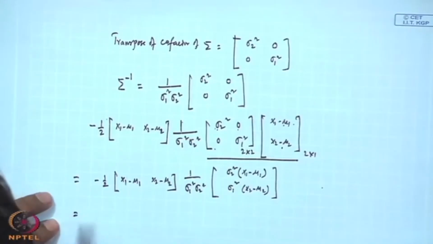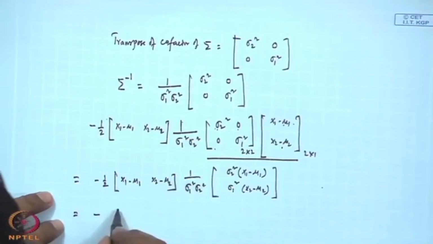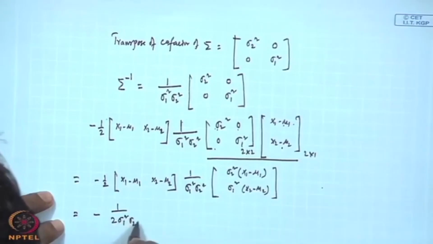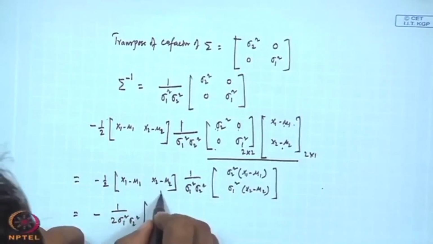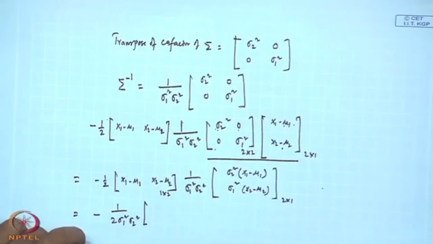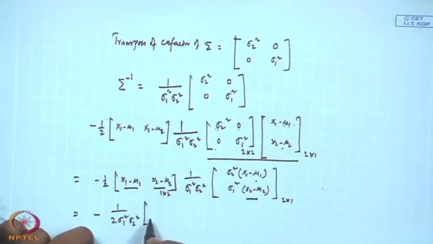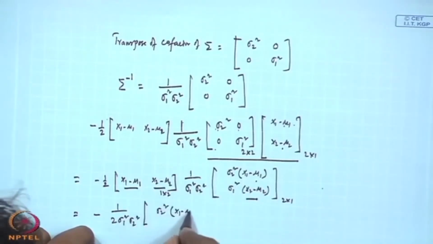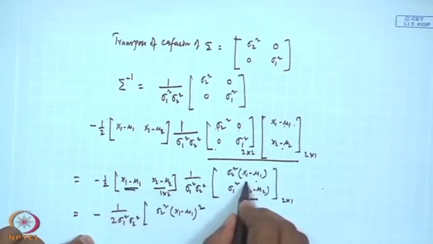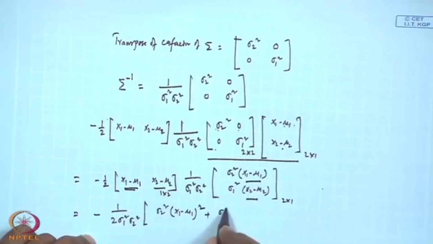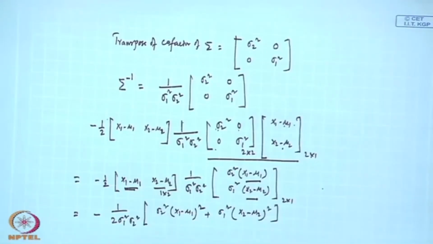Now let me bring this factor, 1 by sigma 1 square sigma 2 square, to this side; later on we will manipulate it. If you multiply this 1 cross 2 and 2 cross 1, you will get 1 cross 1. So this into this plus this into this: sigma 2 square times (x 1 minus mu 1) square, because it is x 1 minus mu 1 times x 1 minus mu 1, plus sigma 1 square times (x 2 minus mu 2) square. If you divide these by sigma 1 square sigma 2 square, what will you get?